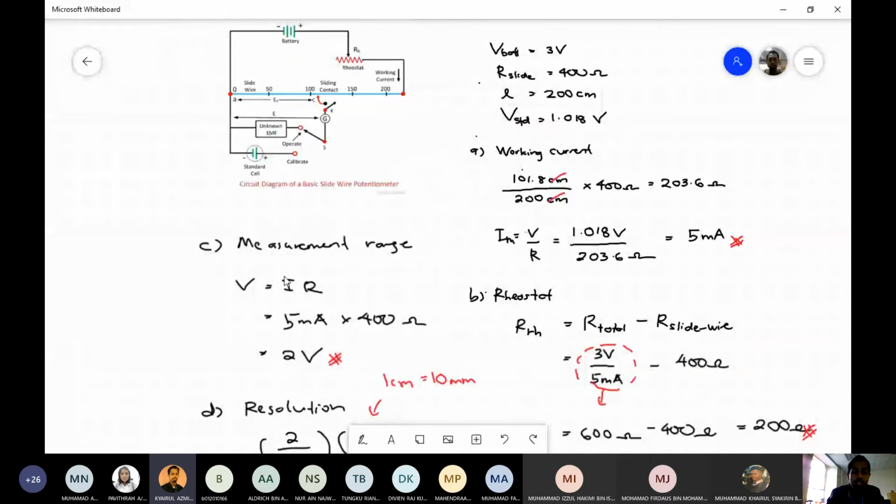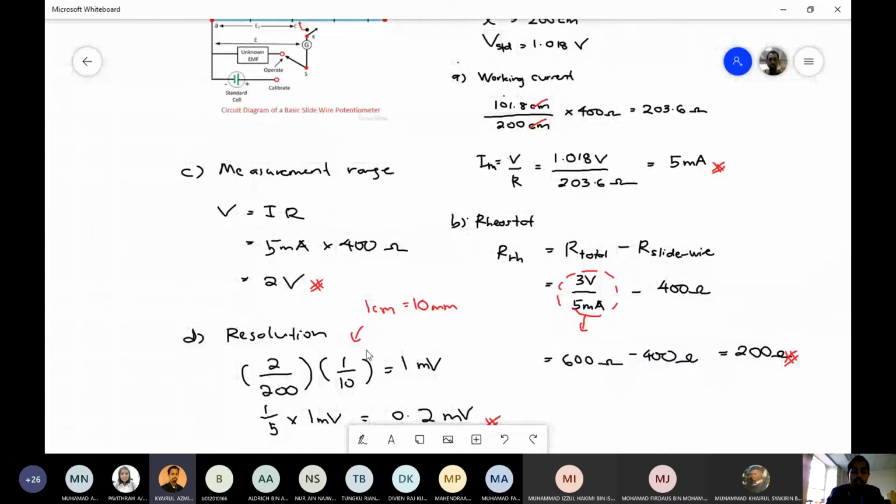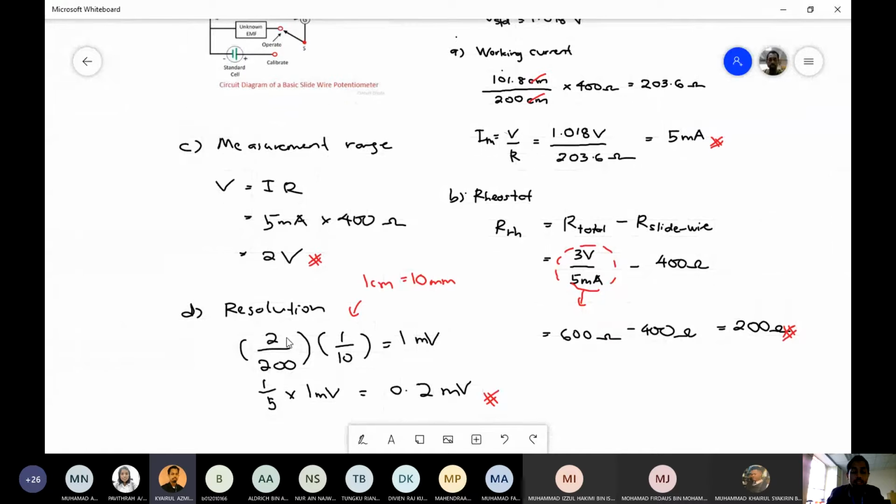And then for the measurement range, again we apply Ohm's law. So we have the current 5 milliamp, the total resistance 400 ohms. So multiply, we get 2 volts. And the resolution, so the resolution we have 2 divided by 200 multiply by 1 over 10, so you get 1 millivolt. So 1 over 10 here, why we have 1 over 10? Because 1 centimeter is equal to 10 millimeter, so we want to convert into millimeter reading. So that's why we have 1 over 10.